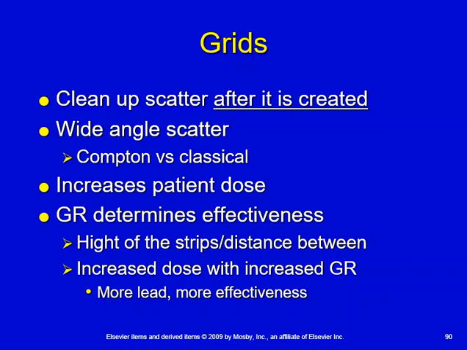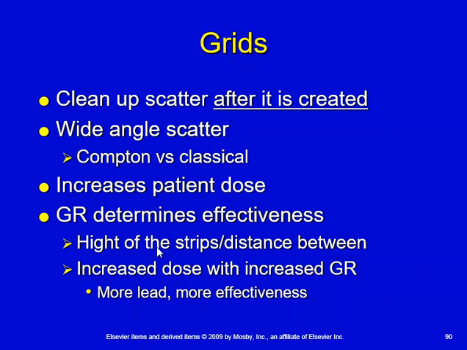When we're talking about the effectiveness of a grid, the most significant factor that affects the effectiveness of a grid is how much lead or lead content is in the grid. And that's determined by grid ratio. And the grid ratio is just that mathematical formulation where you determine how much interspace material you have for the amount of lead that you have. So it's the height of the lead strips divided by the distance in between them. So it's the height of the strips divided by the thickness of the interspace material.